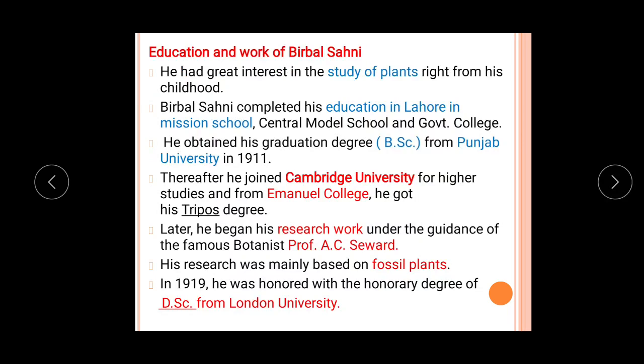Then moving to the education and the work of Professor Birbal Sahni. As we have already discussed, he had a great interest in the study of plants right from his childhood. Birbal Sahni completed his primary and school education in Lahore in the mission school, then the Central Model School, and finally the government college. So he completed his primary and earlier education in Lahore.